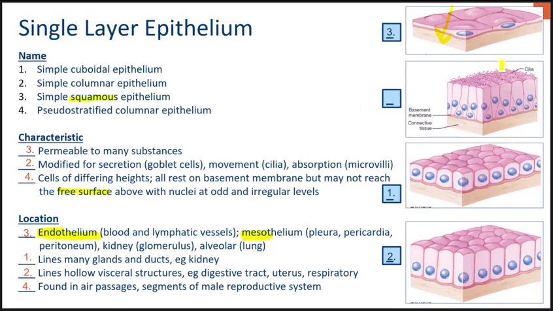And you can see that here. If this is the free surface, then you can see this structure doesn't reach the free surface. This cell doesn't reach the free surface. And their nuclei are present kind of all in different places, which also gives it an appearance that there's multiple layers.